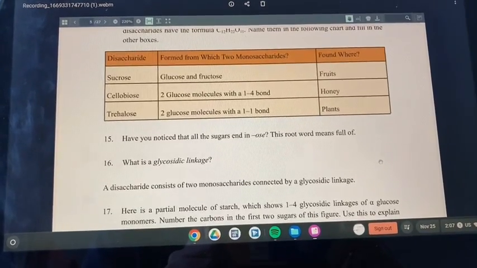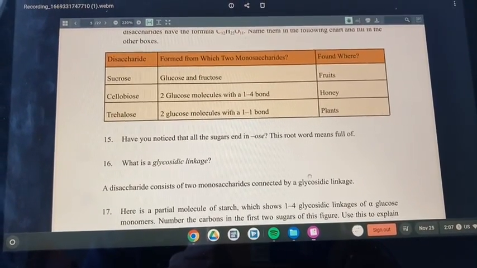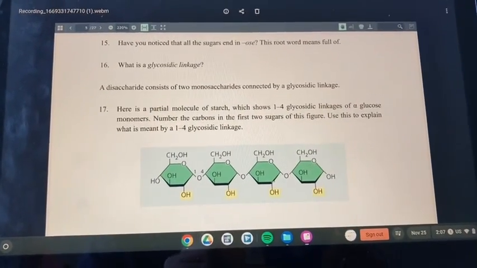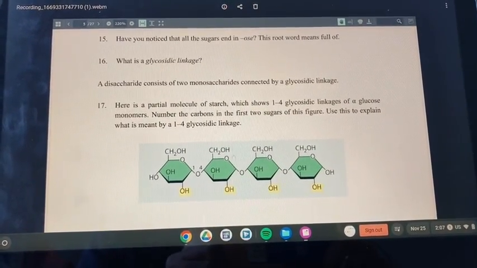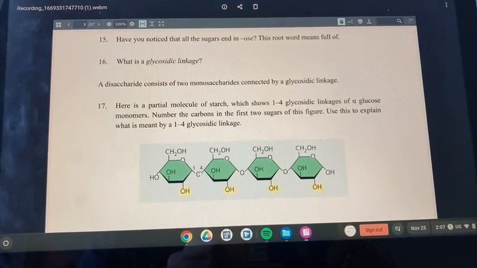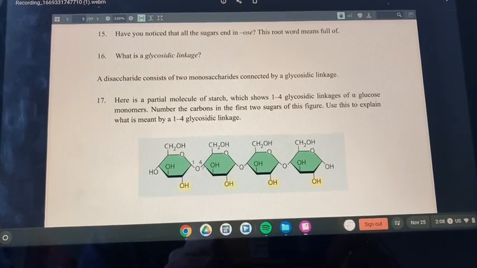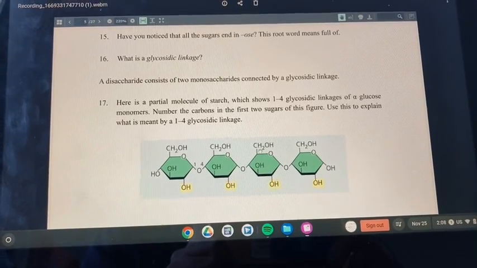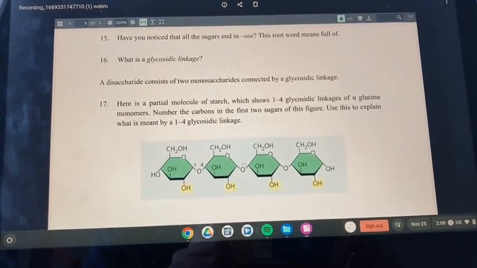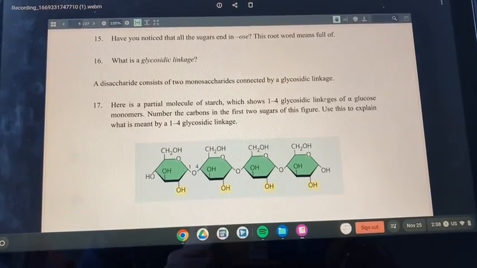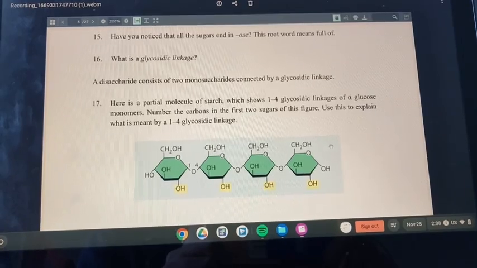In the next part, we will go over more of these questions, from 17 onward. This is the 1 to 4 glycosidic linkage I was talking about. See, there's number 1 right here. That's the first carbon, and that's the fourth carbon. We label carbons based on the numbers: first, second, third, fourth, and then it continues so on. That's your 1 to 4 glycosidic linkage, and that's how it goes.